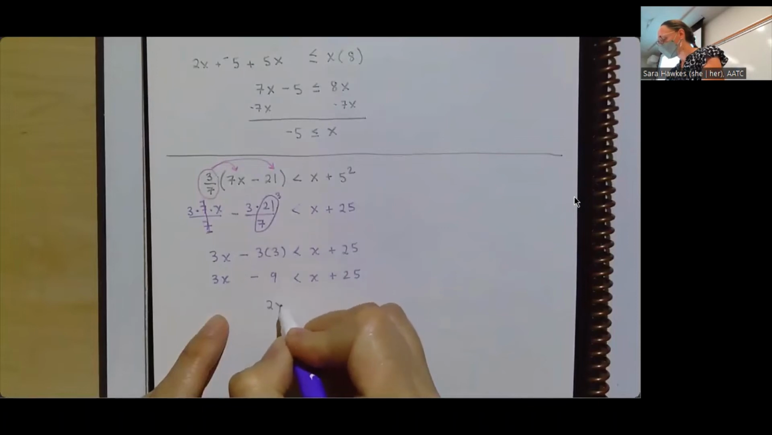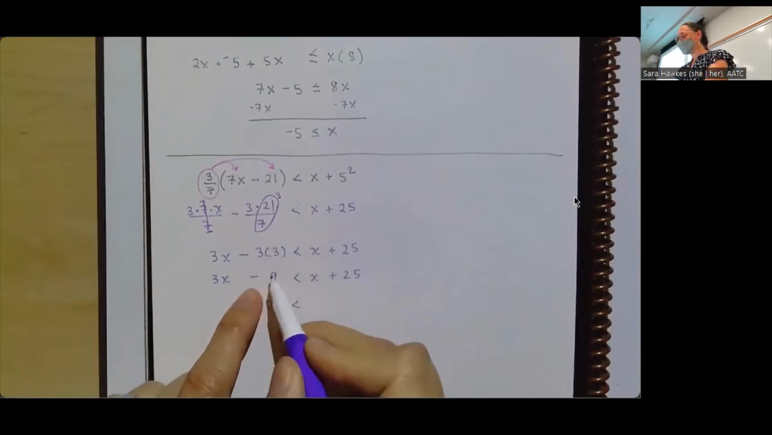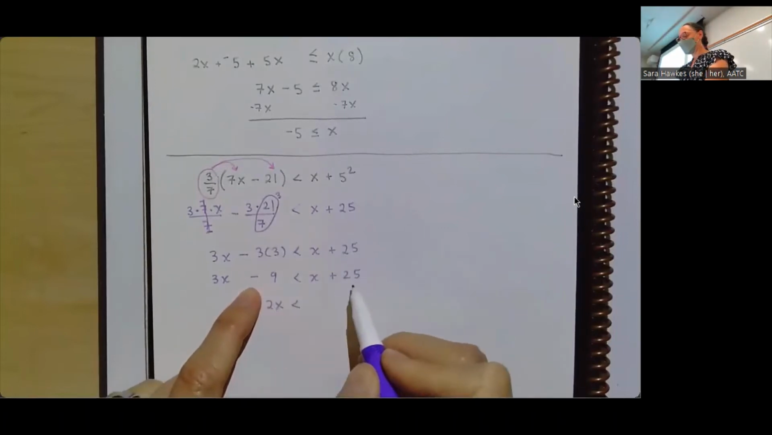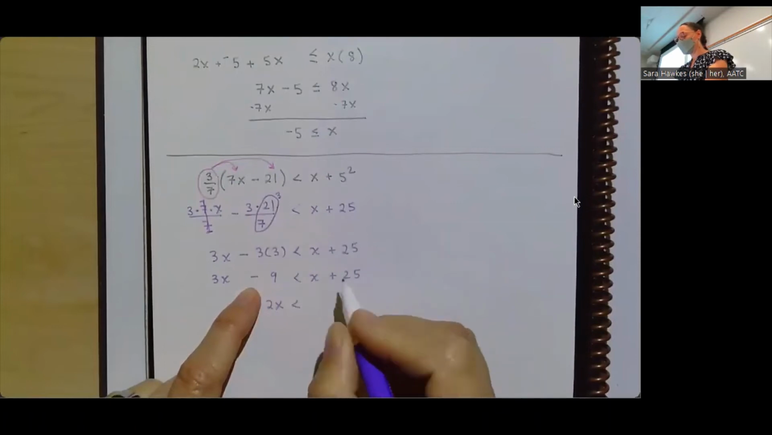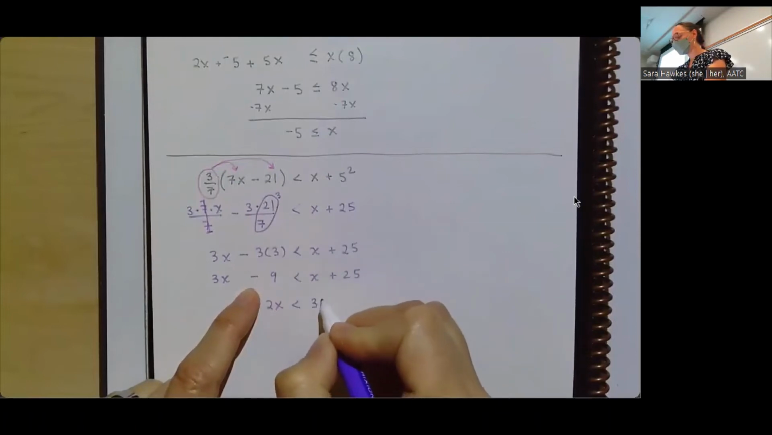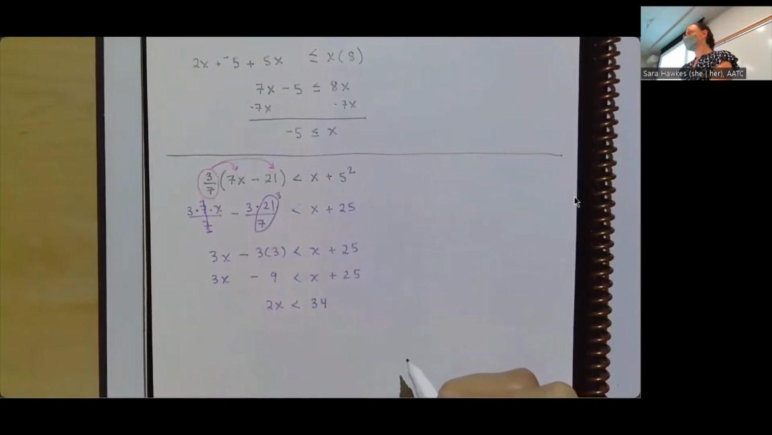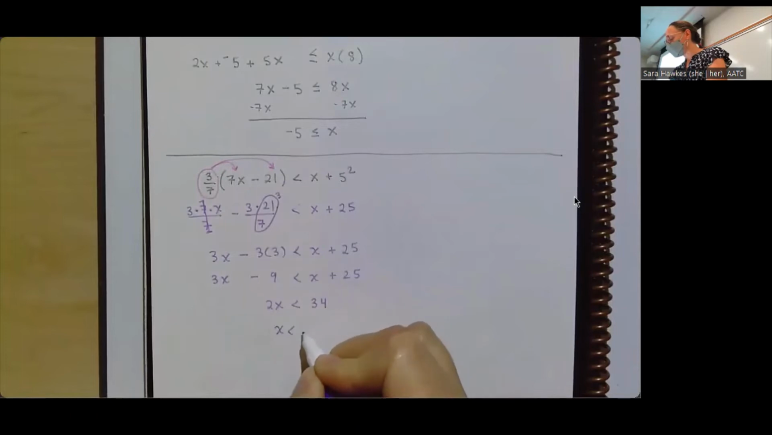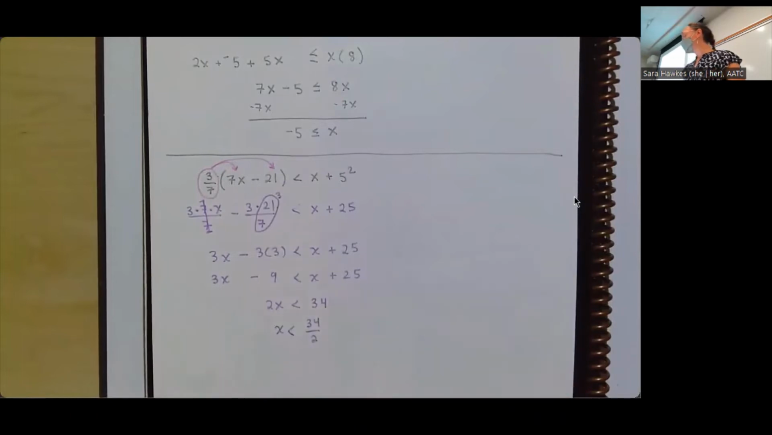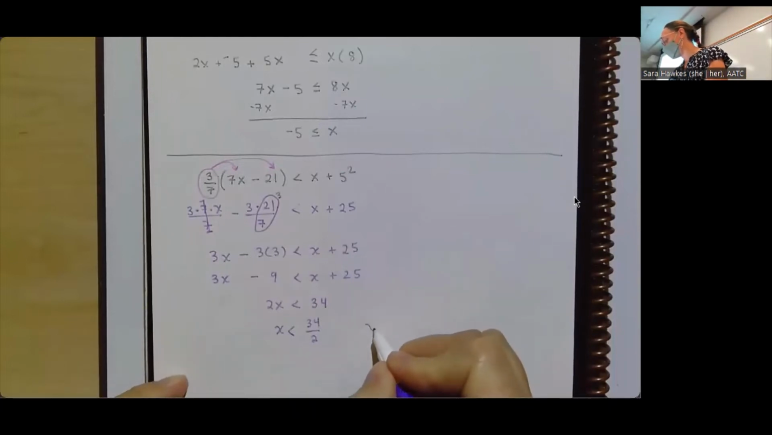I'll be left with a 2x over here. And if I add 9 to both sides, 9 plus 25 should be 34. So I would have x is less than 34 over 2. It's okay for you to leave 34 over 2 alone, but 34 divided by 2 is 17. So I could also call that x is less than 17.